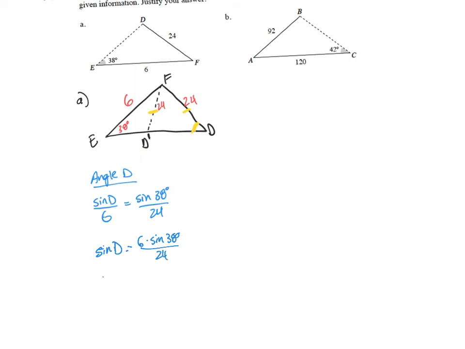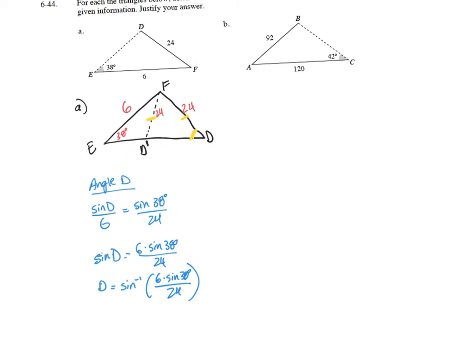Now remember, when you're finding a measurement of an angle, you're going to take the inverse sine of both sides. So the inverse sine of 6 times the sine of 38 degrees over 24 is going to yield for us that D is going to be equal to 8.854 degrees. Okay, so that's actually a very small angle measurement. Very small. 8.854 degrees.